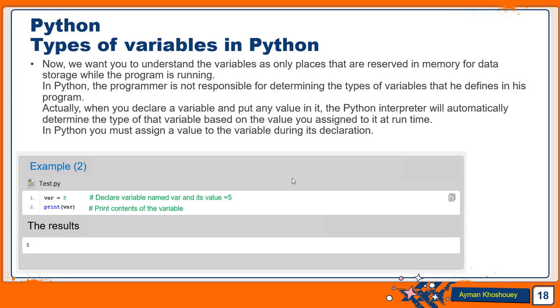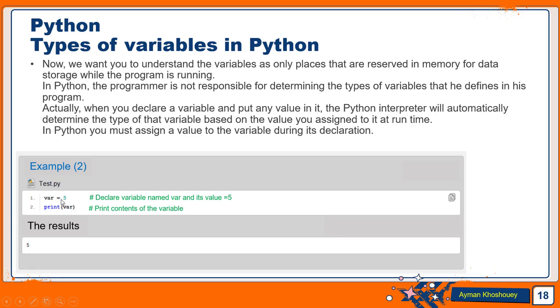Let's go into Python. We will talk about types of variables in Python. It is very important to know the type of variables. Here it is: var equal 5, print var, it gives the result 5. This is an integer. Python automatically declares your variable type when you add the value.